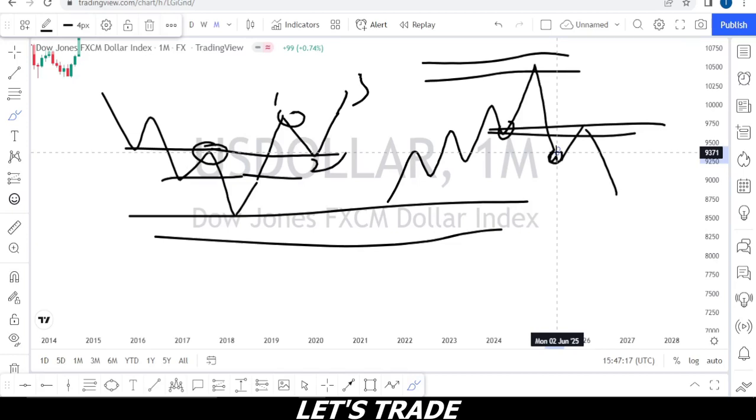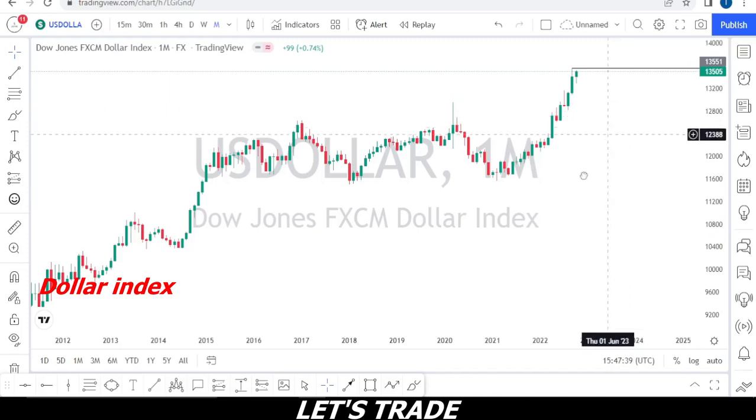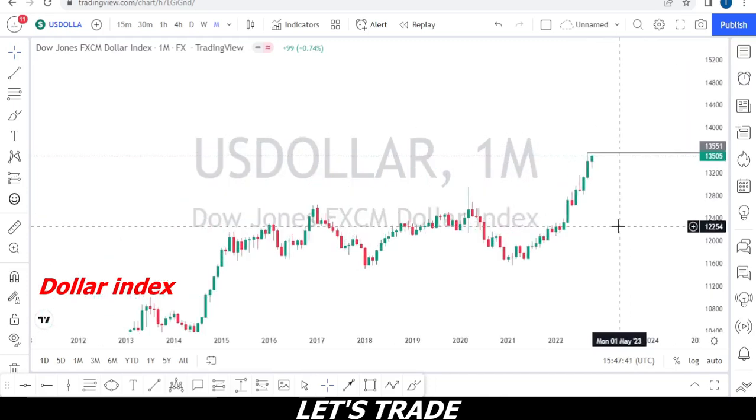But that being said, let's quickly dive into what we'll be looking at next week. Yes, I know I was talking about a change in trend and all of that. But as it stands now, the USD is still trending. So what do you do? You trade in the direction of the USD.